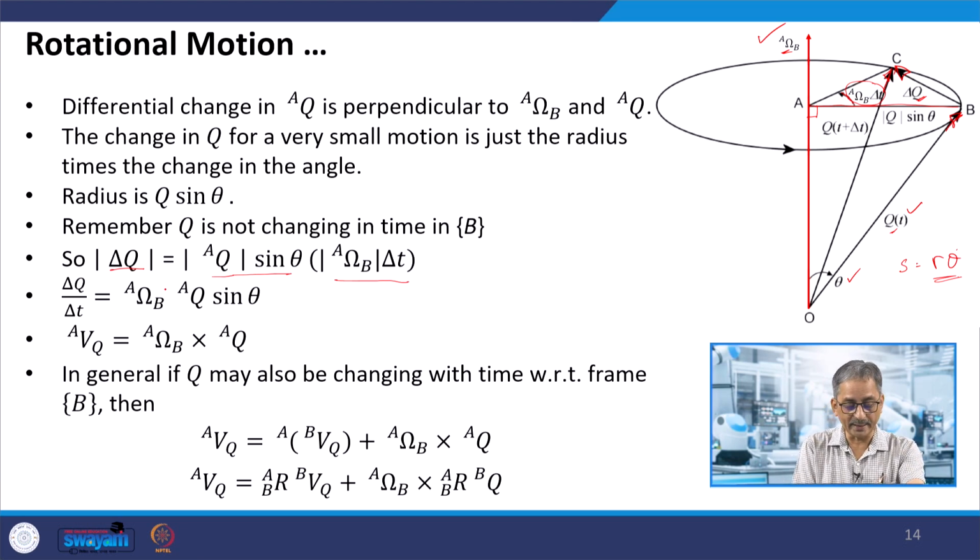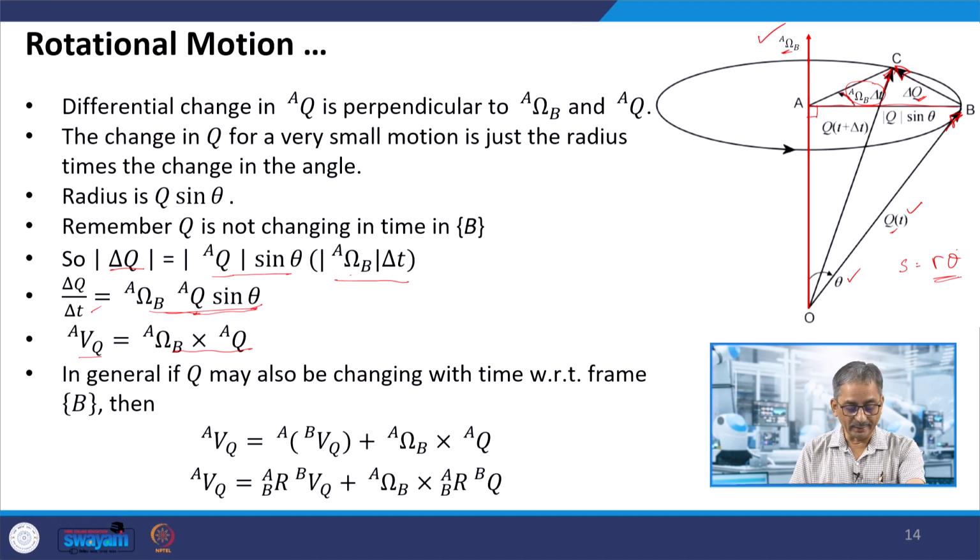So, I can get delta Q by delta t as omega BA, Q A, sin theta, and you can see what this is. This is basically the vector cross product. So, velocity of Q with respect to frame A is equal to omega BA cross Q A.